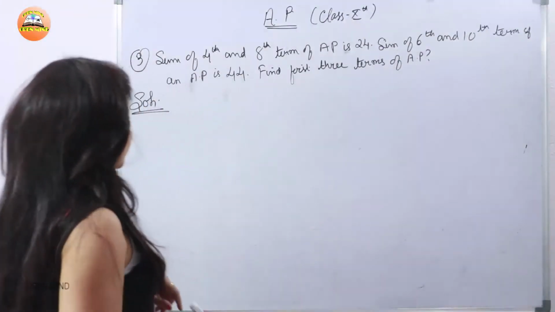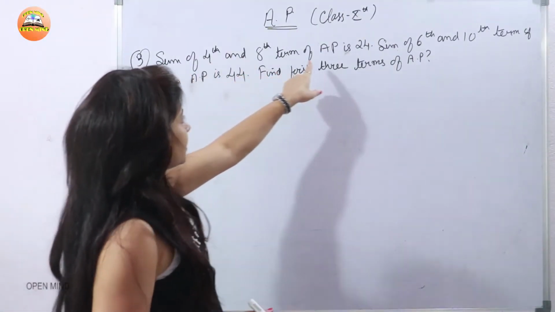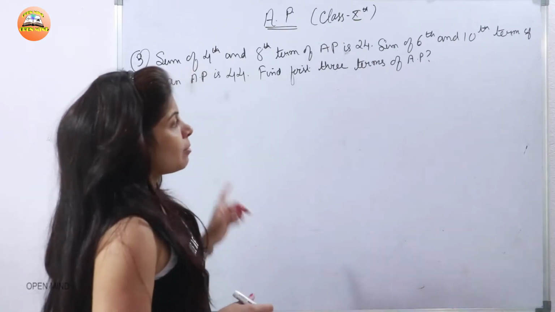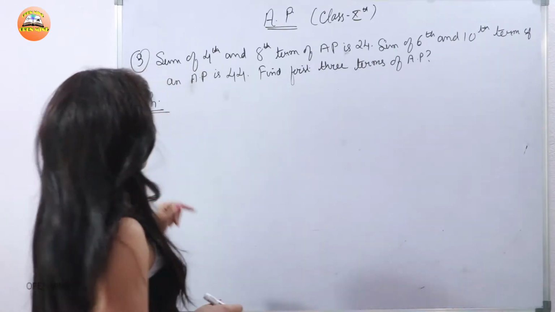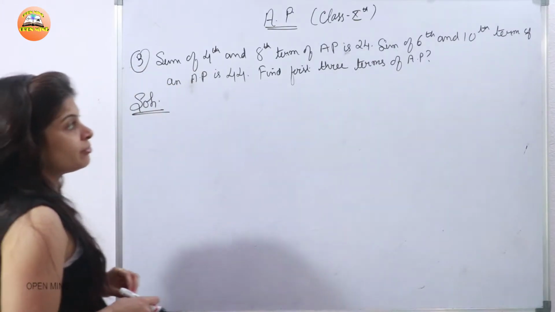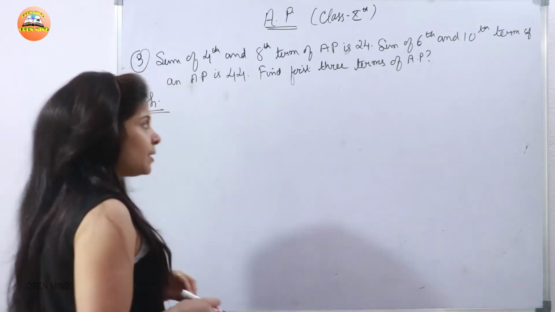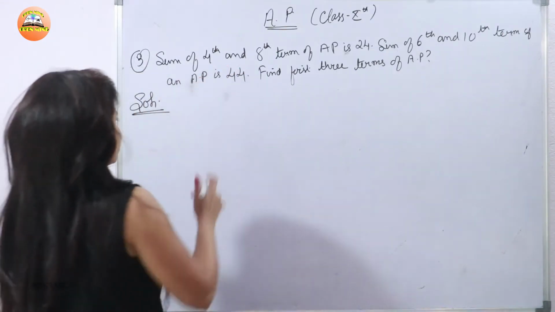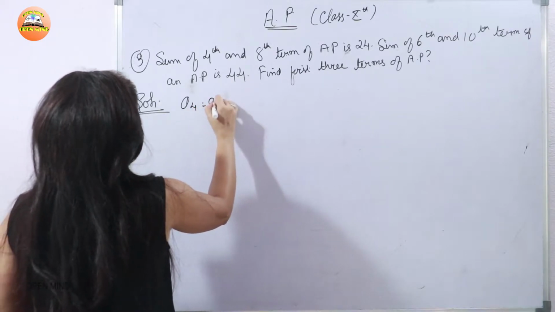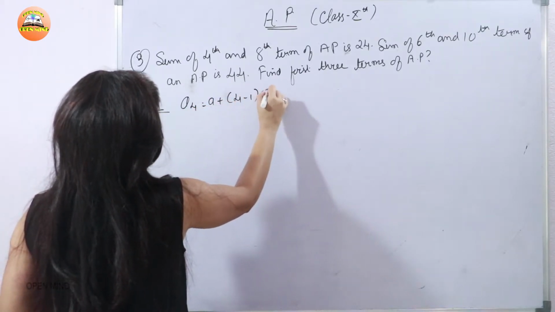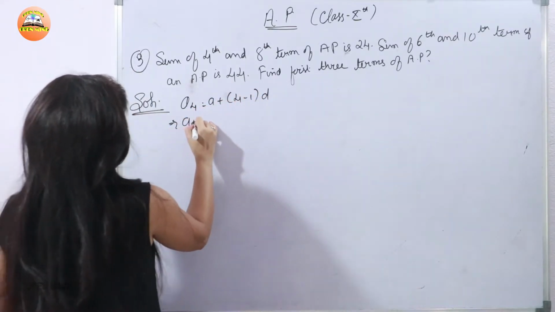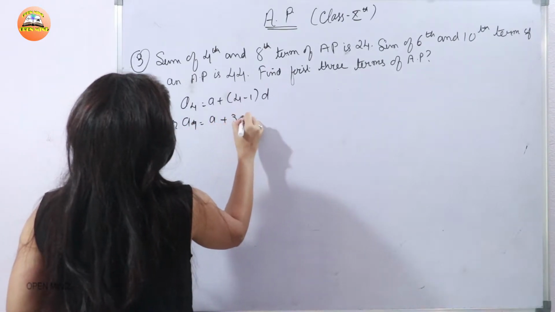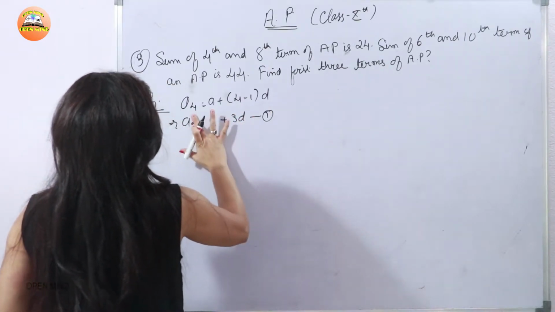Okay, this is another question. Sum of 4th and 8th term of an AP is 24. Sum of 6th and 10th term of an AP is 44. Find the first 3 terms of the AP. So we know what is the 4th term of an AP? A4, that is a plus (4 minus 1) into d. This implies a4 is equal to a plus 3d. Put it as equation number 1.